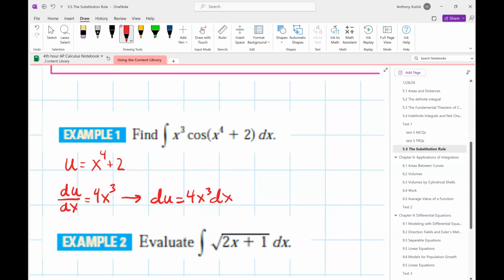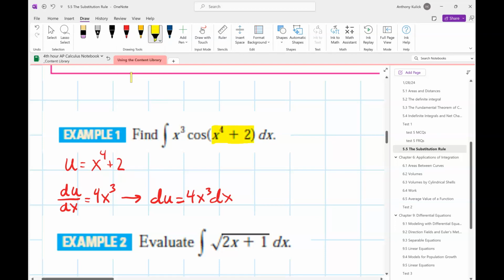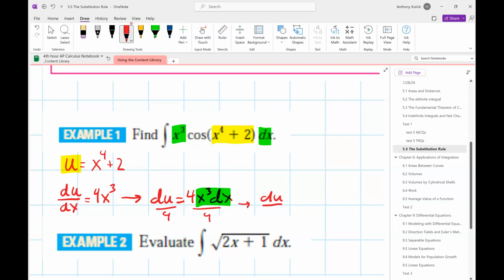Now we have a little bit of an issue here. So I see, okay, well, x to the 4th plus 2, I can just replace with u. And I have an x cubed and a dx that I can replace with a du. But what about that 4? What if I just divide it to the other side? And now I can replace x cubed dx with du over 4.